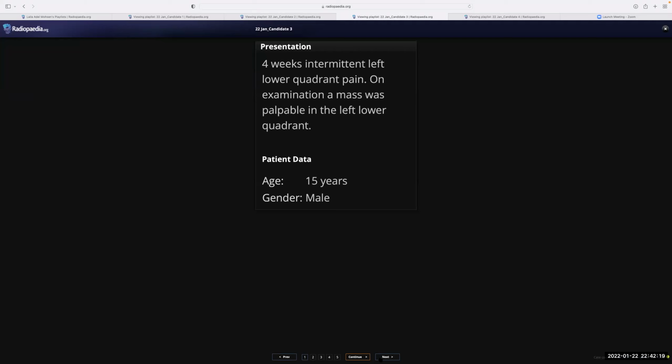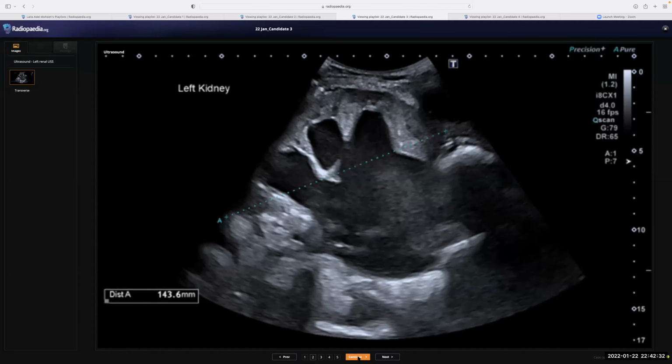A 15-year-old male with 4 weeks of intermittent left lower quadrant pain. On examination, a mass was palpable in the left lower quadrant. Yes, this is an ultrasound of the left kidney. It shows hydronephrosis of the pelvicalyceal system. I'm looking at the parenchymal thickness. It could be a little bit thin. I'm not sure. I should compare it with the other kidney. However, there is enlargement of the kidney. It is 14 centimeters in length. So it looks bigger than expected for a 15-year-old child.